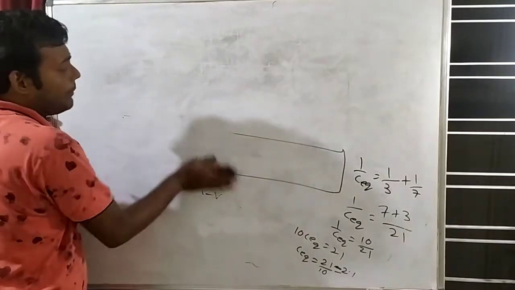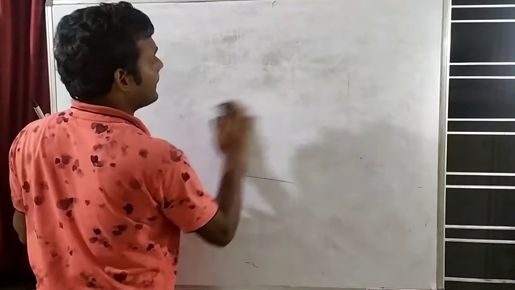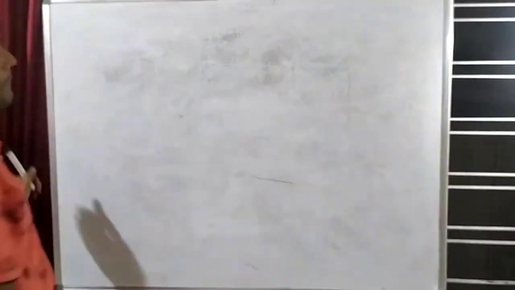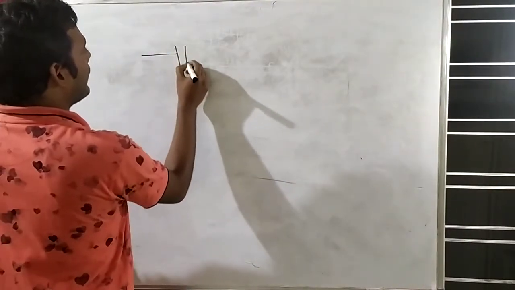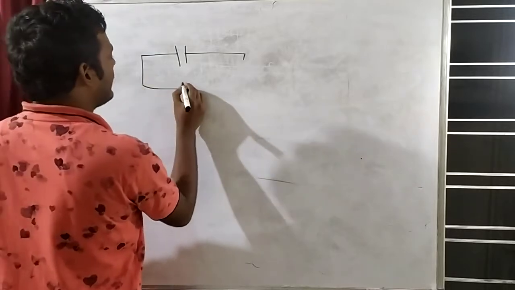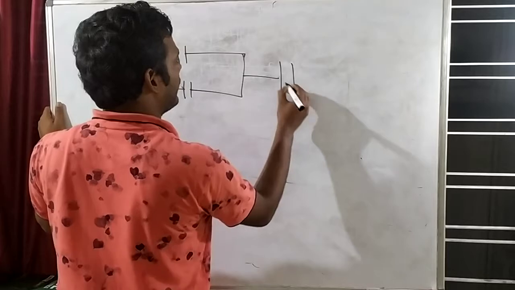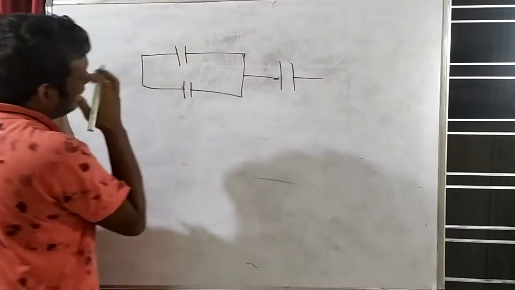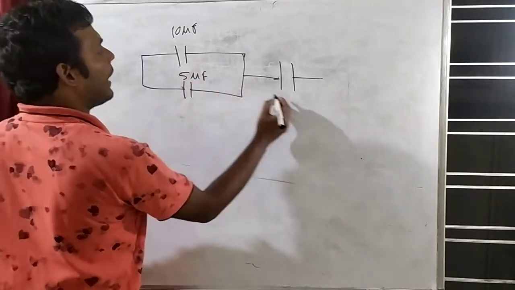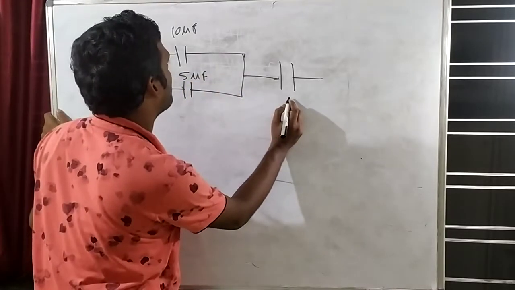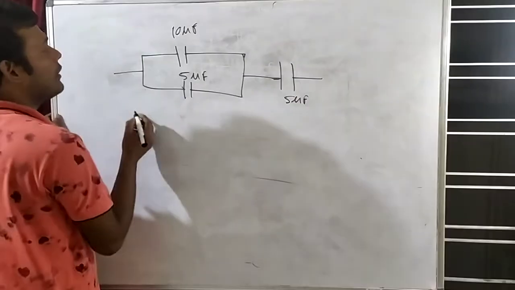Like that they can give you some more questions. For example, understand like this. Suppose this is one capacitor and this is another capacitor and this is one. Let's suppose that this is 10 microfarad, this is 5 microfarad and this is also 5 microfarad. So what will be the equivalent capacitance? Tell me.